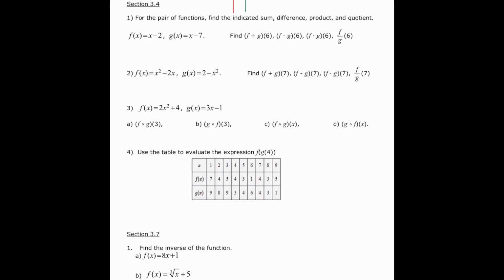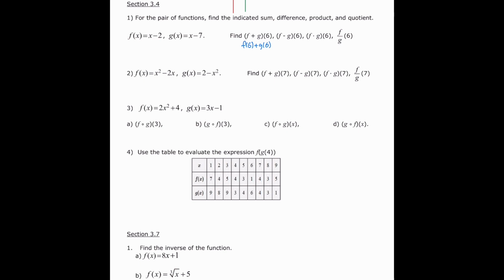Section 3.4, question number 1. For the pair of functions, find the indicated sum, difference, product, and quotient. So we have f of x is equal to x minus 2, g of x is x minus 7. We want to find f plus g of 6. F plus g of 6 is basically f of 6 plus g of 6.